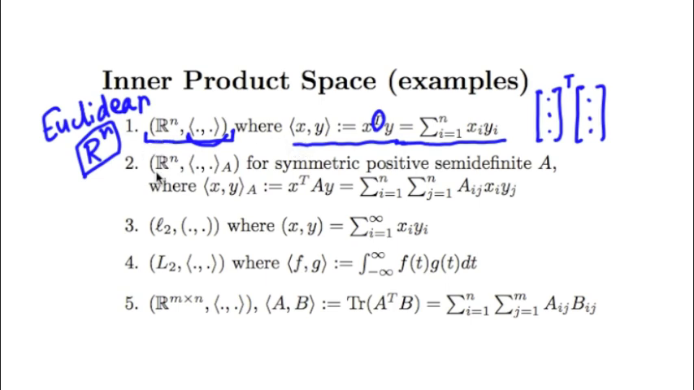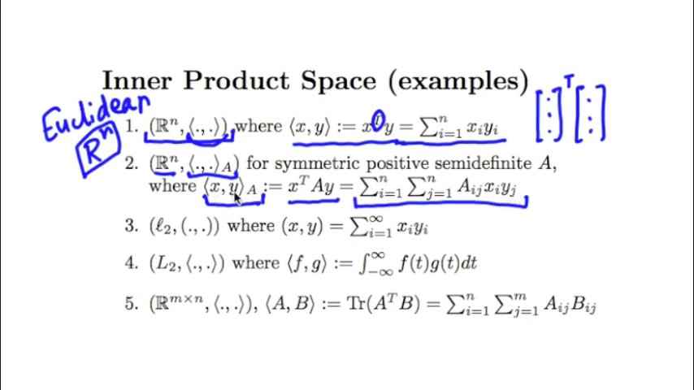Now one can define on Rn a different inner product. So here's a different one with a subscript A, and that A represents a symmetric positive semi-definite matrix A. So if you're unfamiliar with what a PSD matrix is, then I recommend looking at some linear algebra tutorials. But if we were to take a PSD matrix A, then we can define a different dot product x dot y subscript A, and we can define this dot product to be x transpose Ay. And if you expand that out, the dot product is just the summation of i equal to 1 to n, j equal to 1 to n, aij, xi, yj.